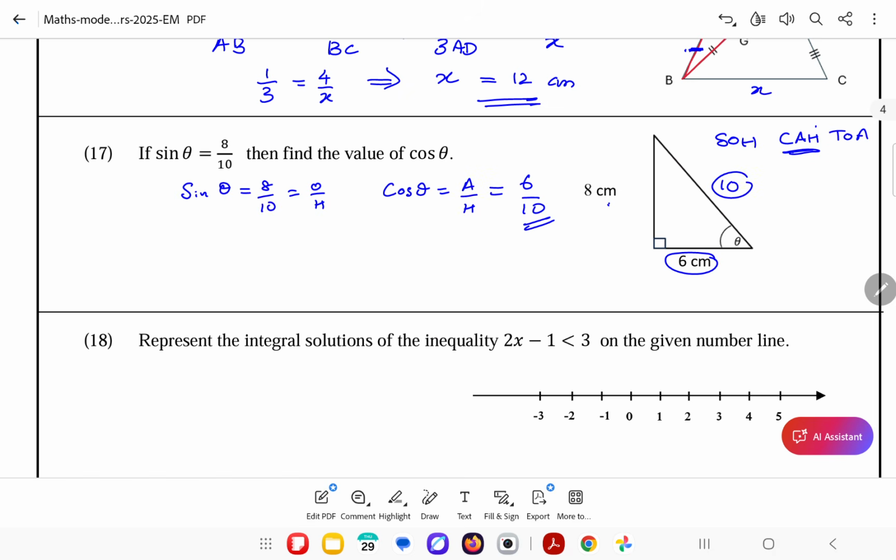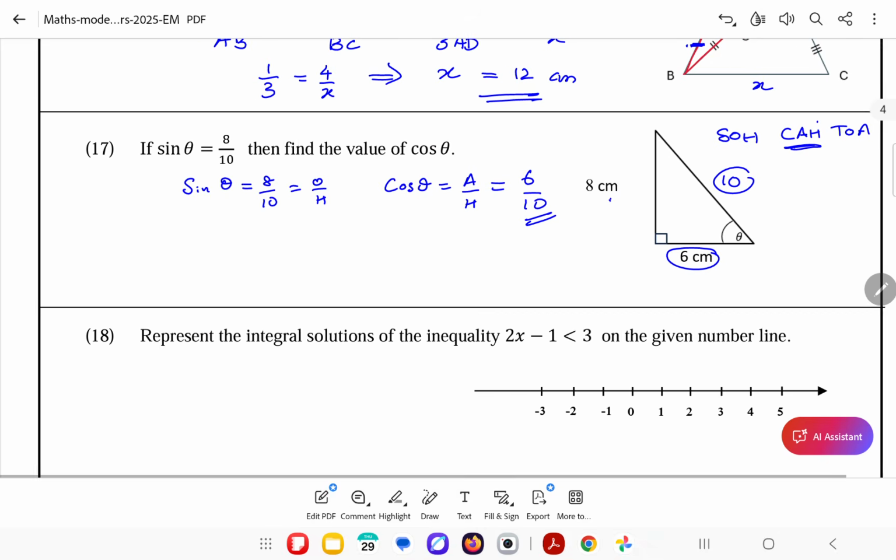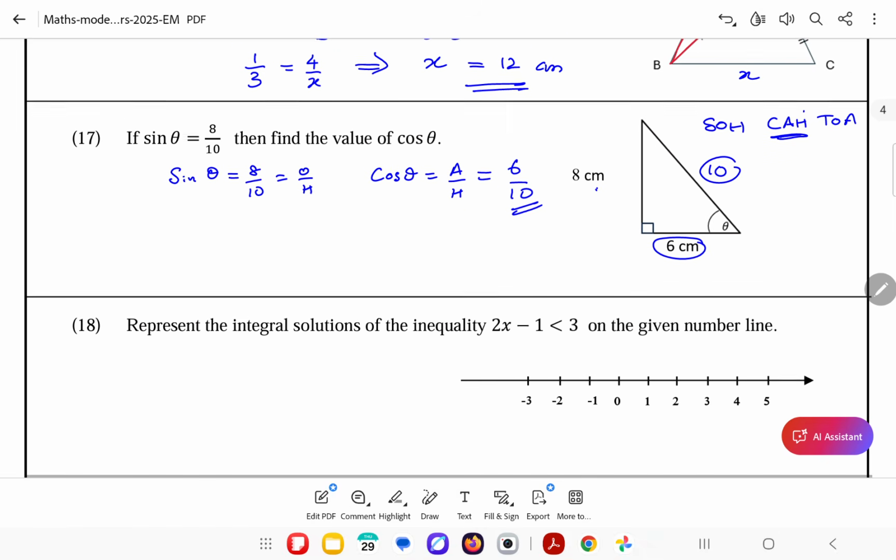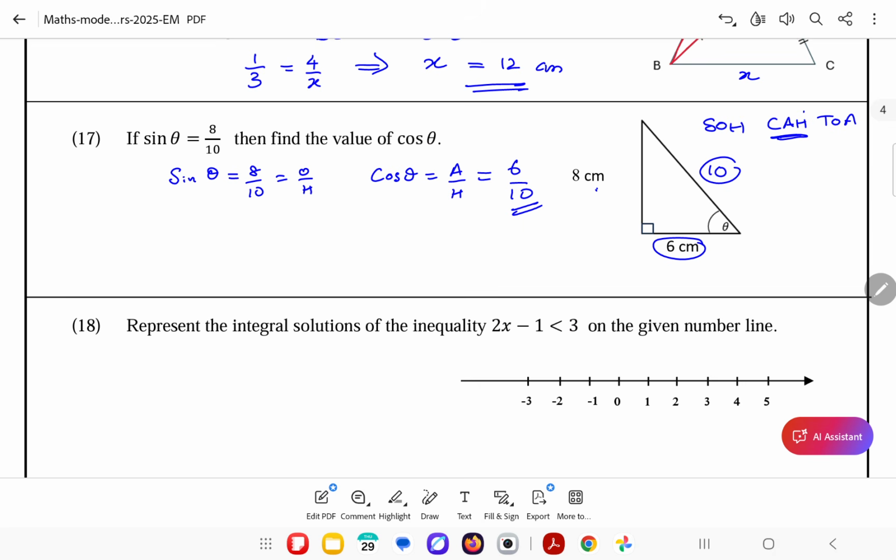Right. So that one you just need to remember the ratios: sine ratio, cos ratio, and tan. Easy way to remember this is SOH CAH TOA. SOH means sine is equal to opposite over hypotenuse. CAH means cos is equal to adjacent over hypotenuse. TOA means tan is equal to opposite over adjacent.